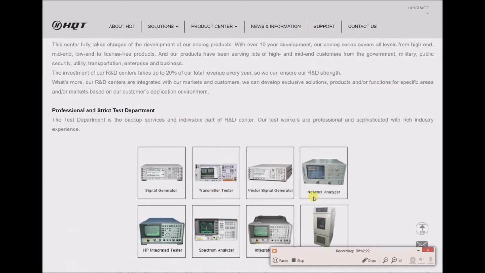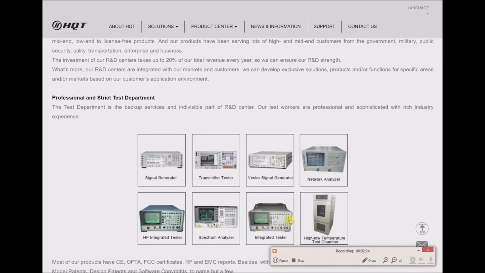Okay, for whatever reason, they showed some pictures of the test equipment they use at their facility. I don't know how necessary that is to show, but signal generators, transmitter testers, I shouldn't laugh. That's disrespectful. But anyway, vector signal generator, network analyzer, HP integrated tester, spectrum analyzer, integrated tester, high-low temperature test chamber. All equipment that I have no experience using. Well, that's not entirely true.